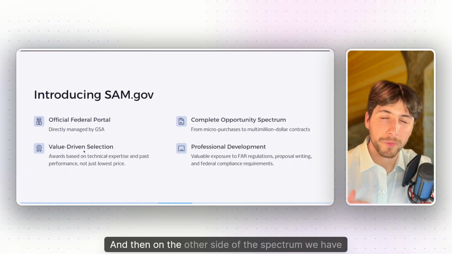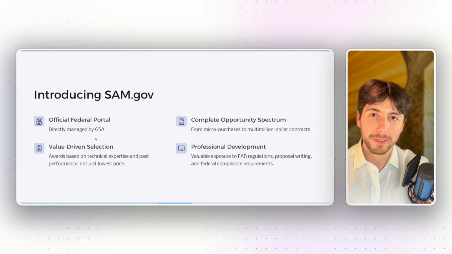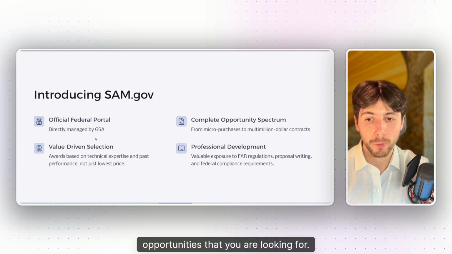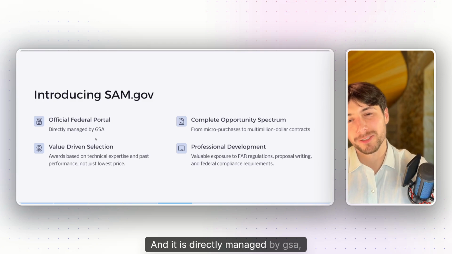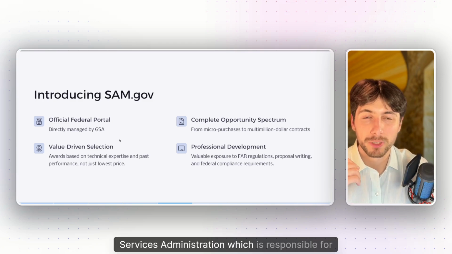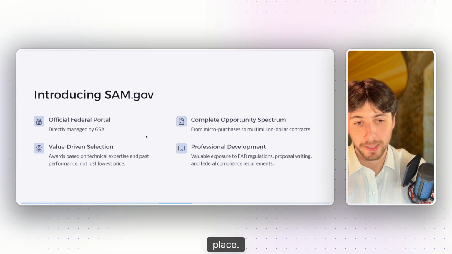And then on the other side of the spectrum, we have SAM.gov. It is the official federal portal. So there you will find all the federal opportunities that you are looking for, and it is directly managed by GSA, which is the General Services Administration, which is responsible for consolidating what the government buys in one place.